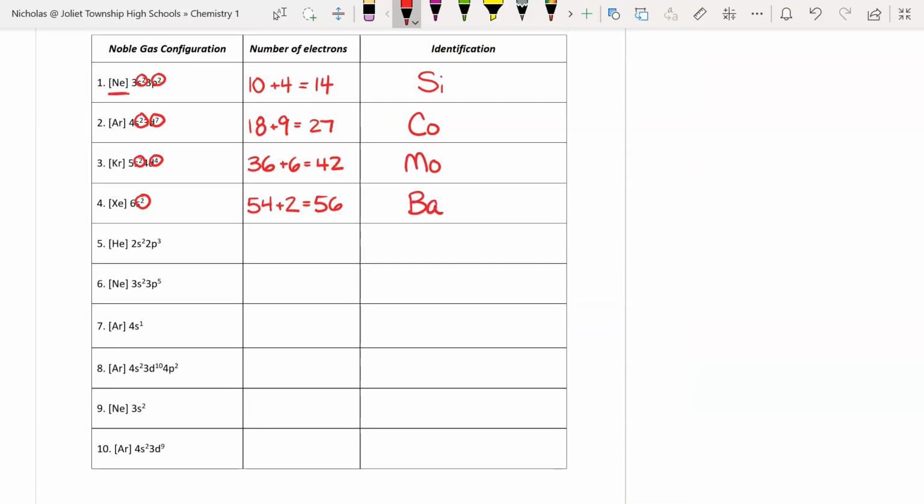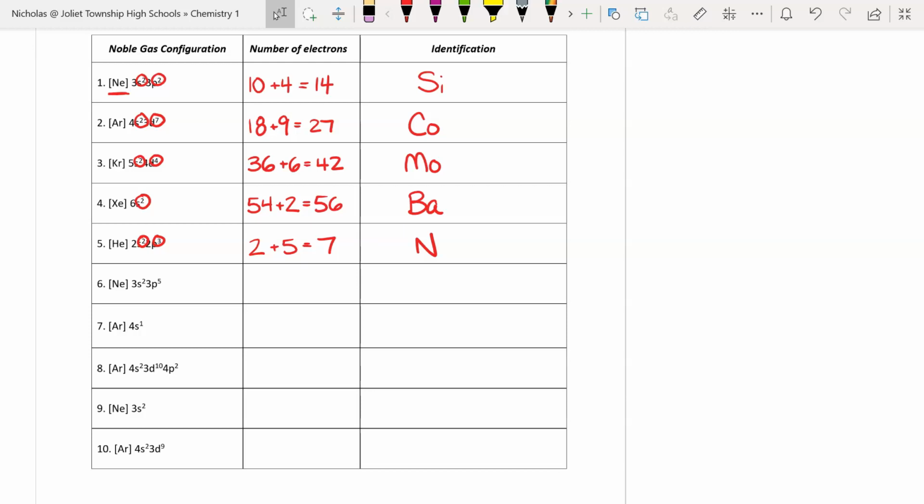All right. So for the rest of these, I'm not going to flip back and forth. I'm just going to fill in the answers here. So if I look up number 5, helium. Helium is number 2 on the periodic table. And then we're going to add in 5. That's going to give us 7, which is nitrogen.